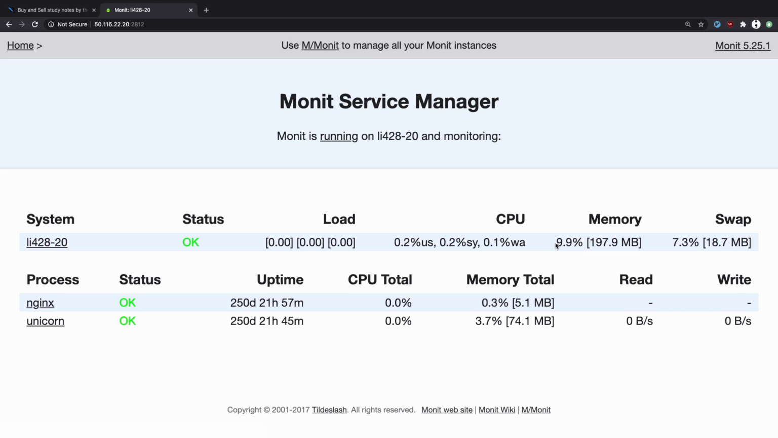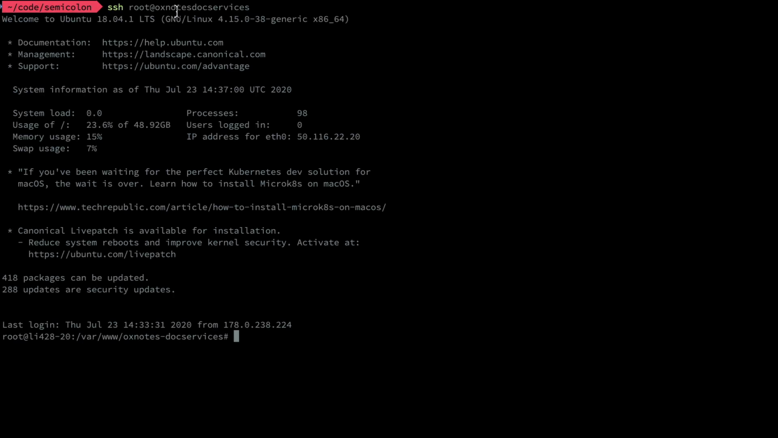So as an experiment, I'm going to create an artificial load on this server. So first I'm going to SSH in. I have this little handy alias here, root at oxnotes doc services, or rather the oxnote doc services is the alias. I don't have to type in the IP address. Now you can see I'm inside the server. I'm just going to clear it.